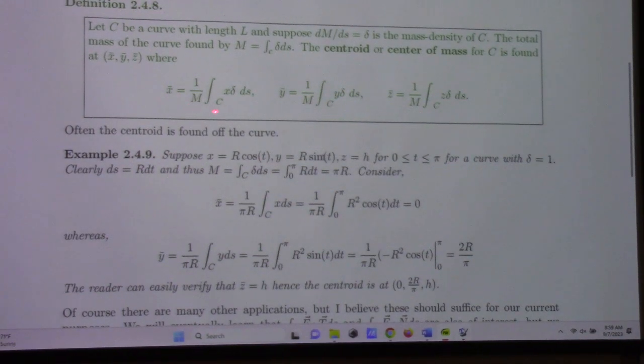But to do this, we have to integrate the density. So here, delta is dm over ds in this definition. So that's the mass per unit arc length. So what this is really is the integral of x dm. This is really the integral of y dm. Notice that delta ds really is dm. That's the way to think about this. And generically speaking, integral of x dm, integral of y dm, integral of z dm. This is x bar, this is y bar, this is z bar.